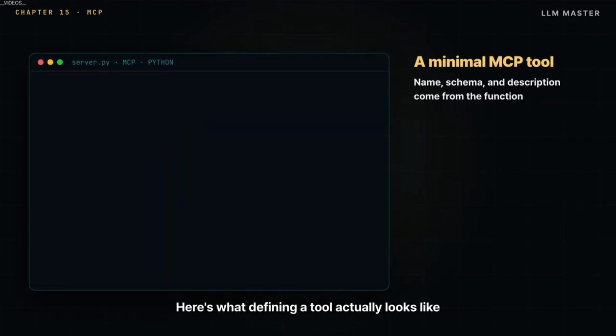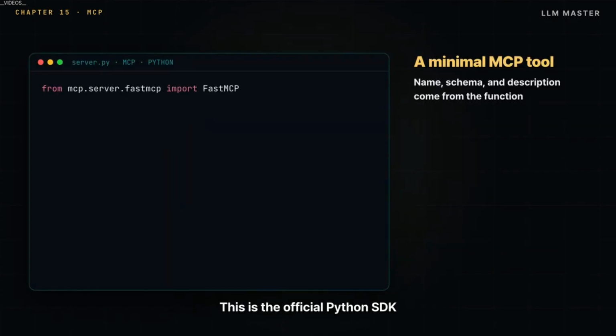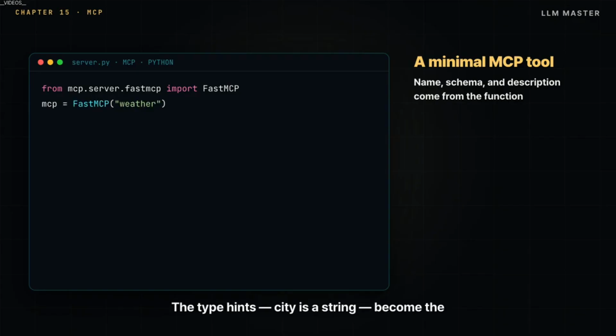Here's what defining a tool actually looks like on the server. This is the official Python SDK, and it's deliberately tiny. You decorate a normal function, and the SDK does the protocol work. But look at what's carrying the weight. The function's name becomes the tool's name. The type hints, city is a string, become the input schema the model has to fill in.